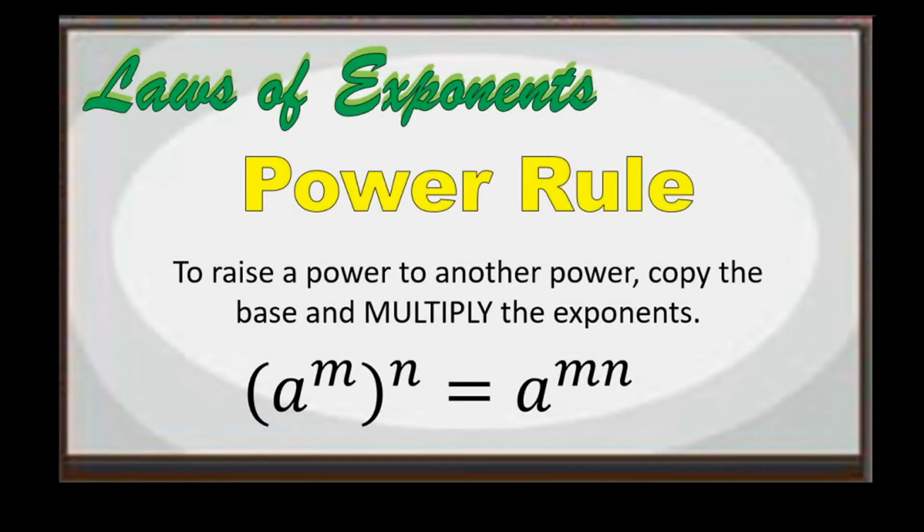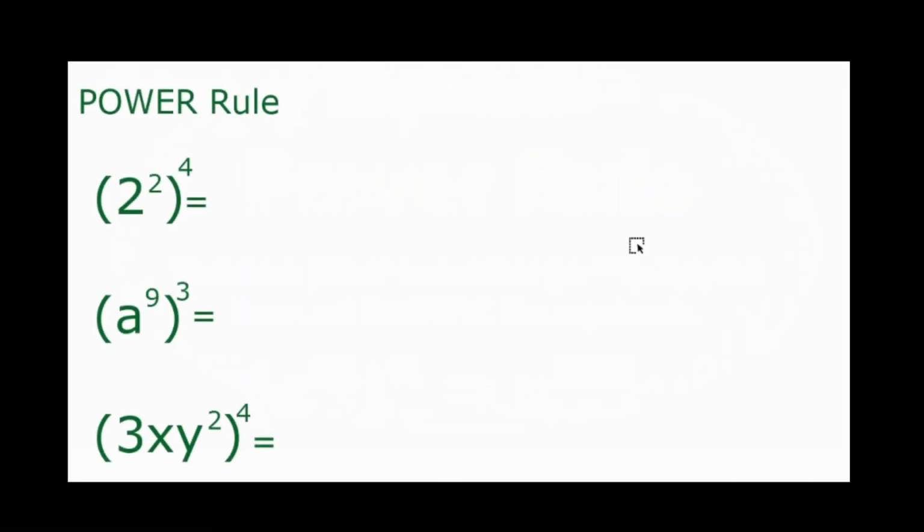How about for the power rule? The power rule states that to raise a power to another power, we copy the same base, but this time we multiply the exponents. Okay, so now let's move to the third law of exponents, which is the power rule. Here, as you can observe, we have an exponent which is raised again with another exponent. So that's how you can easily identify whether you have to apply the power rule. In the power rule, all we have to do is multiply the exponents.